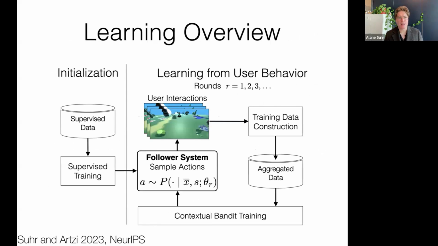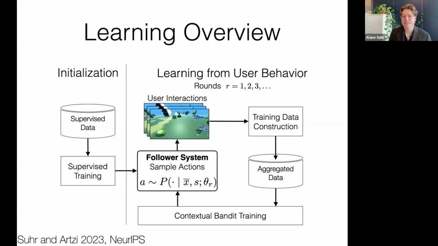So the general learning setup here is that we're going to initialize our model with some supervised data. So this is human demonstrations of human-written instructions. And we're experimenting with the minimal amount of demonstration data that we need to start with a decent enough policy such that when we deploy it the first time with human users, it is good enough that we're going to get some meaningful feedback. In other words, the model's not just going to completely fail.